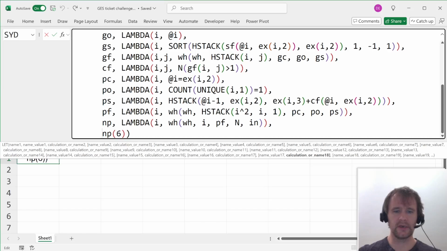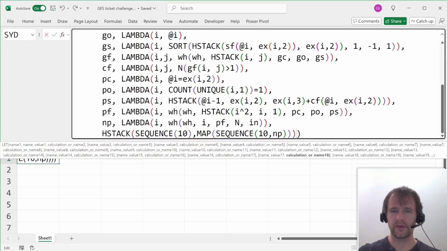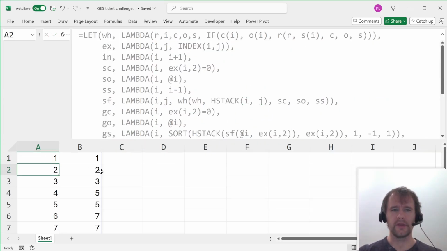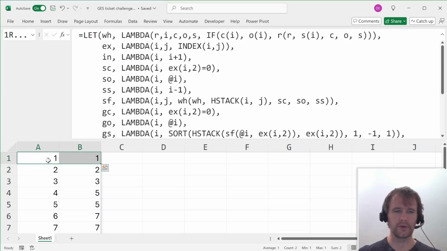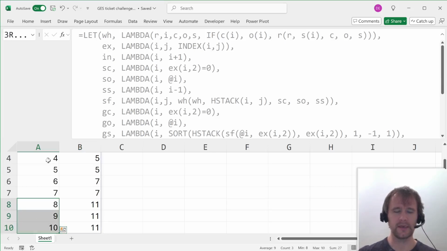Let's just, I don't know, hstack sequence of 10 next to map sequence of 10 NP and see what it gives for the first 10 values. Sorry, forgot to close a bracket there. That runs for a little while, but you can see 1 returns 1. The mathematicians might argue on that one, but anyway, I didn't want to make my prime testing function even more complicated to allow for the fact that it returned true for 1. 2 returns 2, 3 returns 3, 4 goes up to 5, 5 goes up to 5, 6 goes up to 7, 7 goes up to 7, then 8, 9, and 10 all go up to 11.